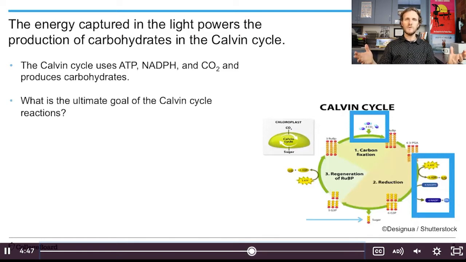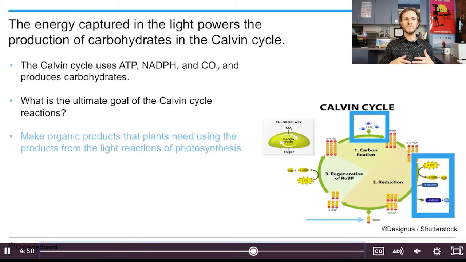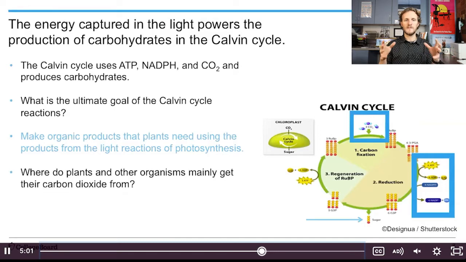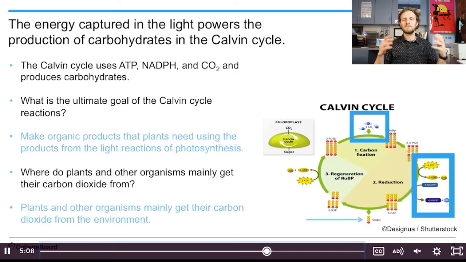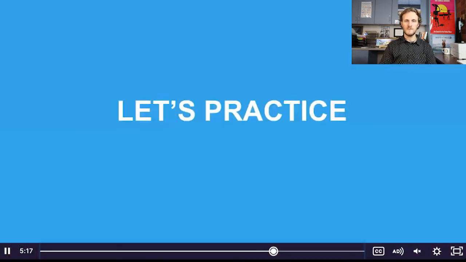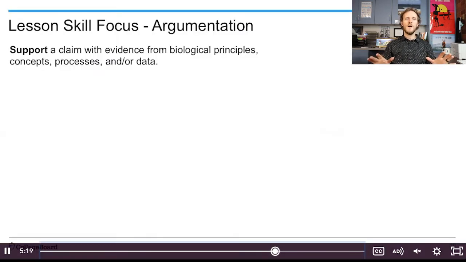The ultimate goal of the Calvin cycle is to produce organic products that the plant needs to grow, to survive, and to store energy, ultimately sugar or other organic products. Carbon dioxide, where do plants get it? From the environment. Most plants absorb carbon dioxide from the atmosphere through their leaves, and they incorporate that into the Calvin cycle.